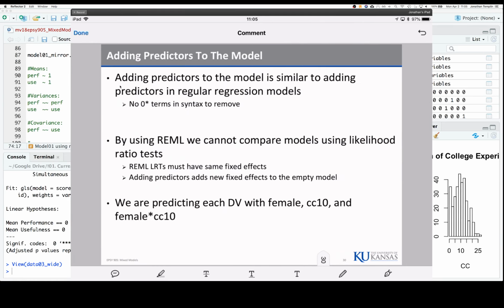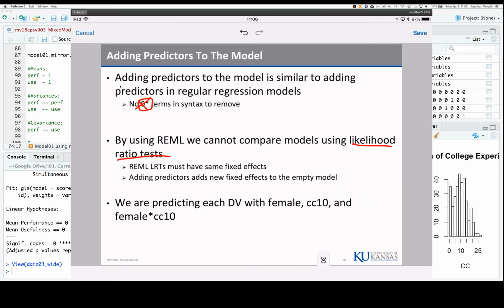Adding predictors to the model is the same as we do in our regular regression models, the same that we do in our LM package. Remember in Lavaan when we added predictors, we had to start by building them with a 0 in front of them to see if we needed them in the model. We don't need this anymore, so that's nice. That's at least a positive for this approach. But a negative is we cannot use likelihood ratio tests to see if all of our predictors work.